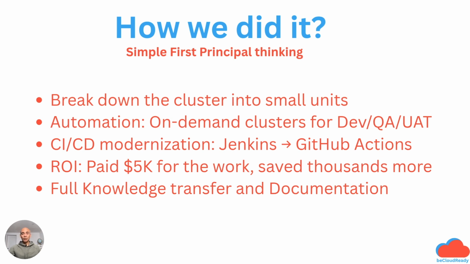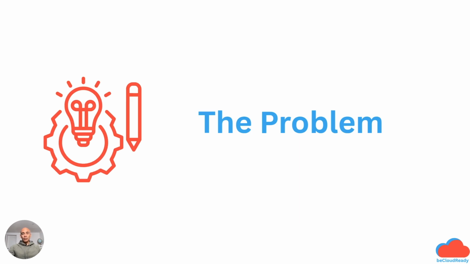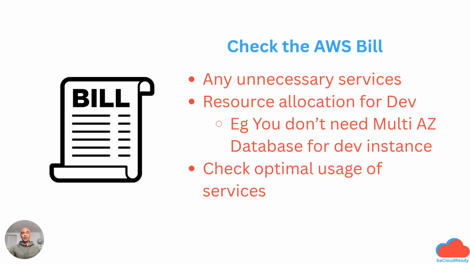Now let's go to the next section where I'll break down the problem in more detail. What was the problem? Whenever I approach a similar problem, I always go to the AWS bill and try to see any obvious culprits, any unnecessary services that have been spun up, any obvious design pattern mistakes. For example, here I saw they were running a multi-AZ database instance for a dev cluster, which doesn't need it, because you need that feature in production, not in development. And of course, checking if all services are used optimally.